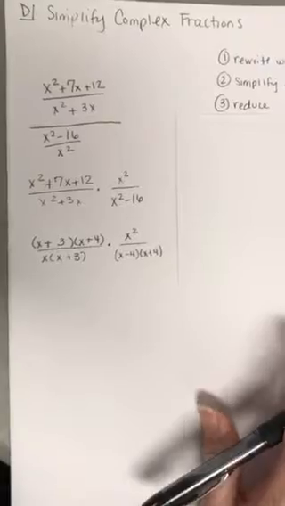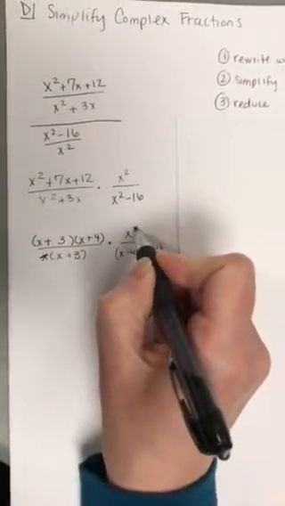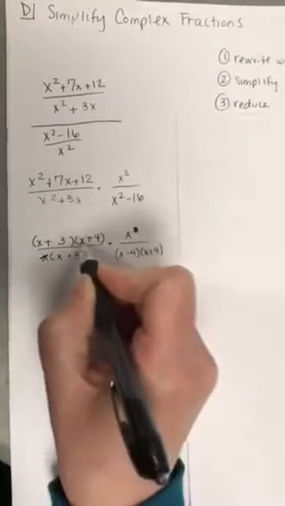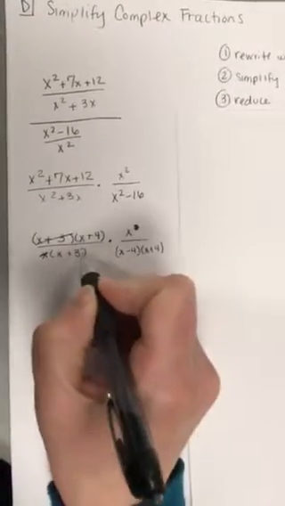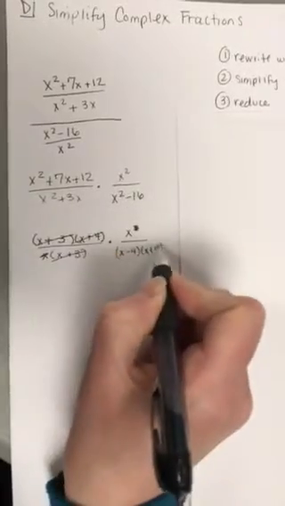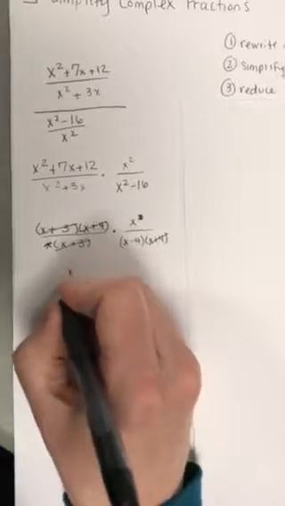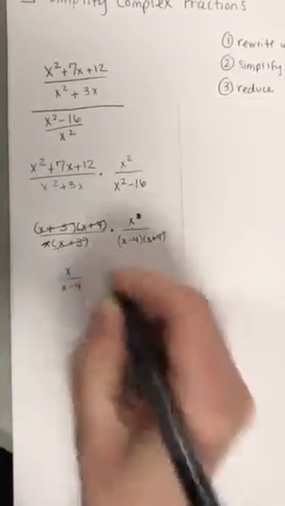The next step is to reduce. So I have an x here that can cross out with the x squared. I'm left with an x over there. I've got an x plus 3 in the numerator and an x plus 3 in the denominator. Those reduce. I've got an x plus 4 in this numerator and an x plus 4 in that denominator. What I'm left with is x over x minus 4.